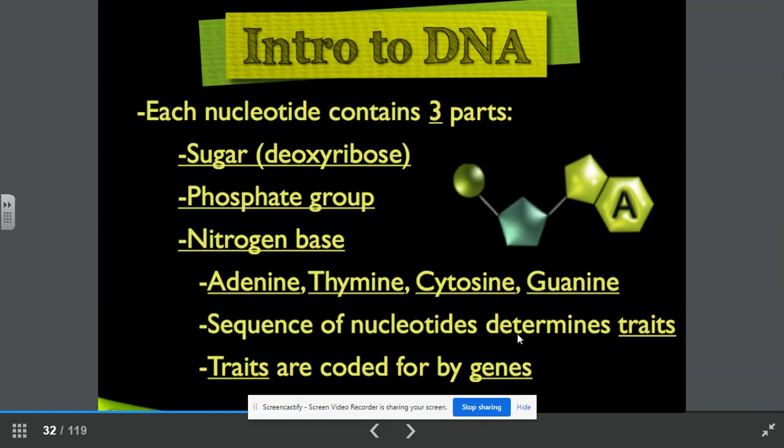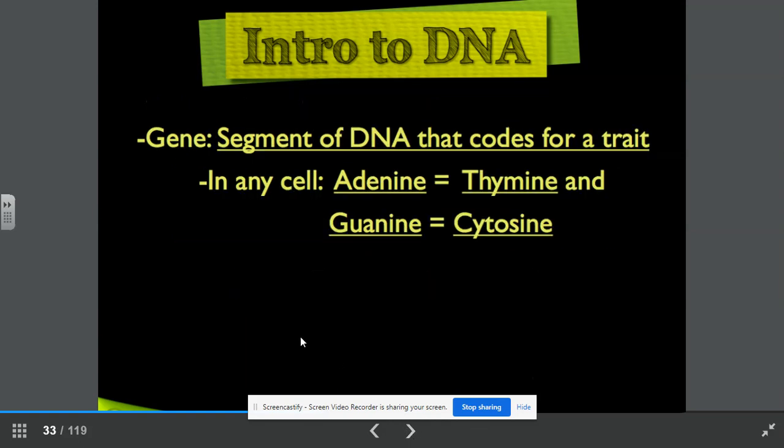The sequence of nucleotides determines the traits, and the traits are coded for by genes. A gene is a segment of DNA that codes for a trait. In any cell, adenine goes with thymine and guanine goes with cytosine. We'll talk about that more in just a minute.